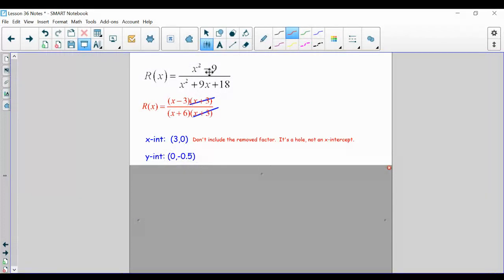If I plug 0 in for the x's, I'd have negative 9 over 18, so that would be negative 1/2. So 0, negative 1/2 or negative 0.5.